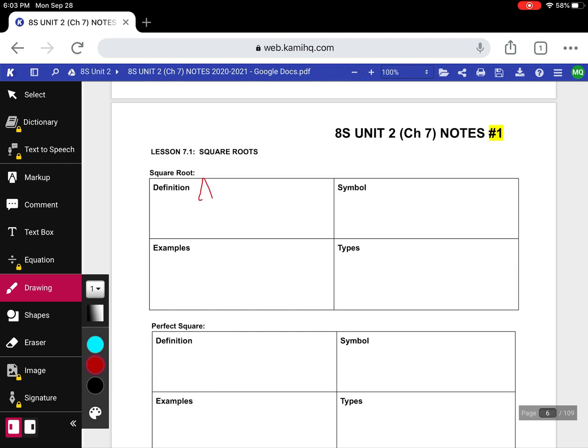The definition of a square root is a number when multiplied by itself equals the given number. Okay, so a number when multiplied by itself equals the given number.